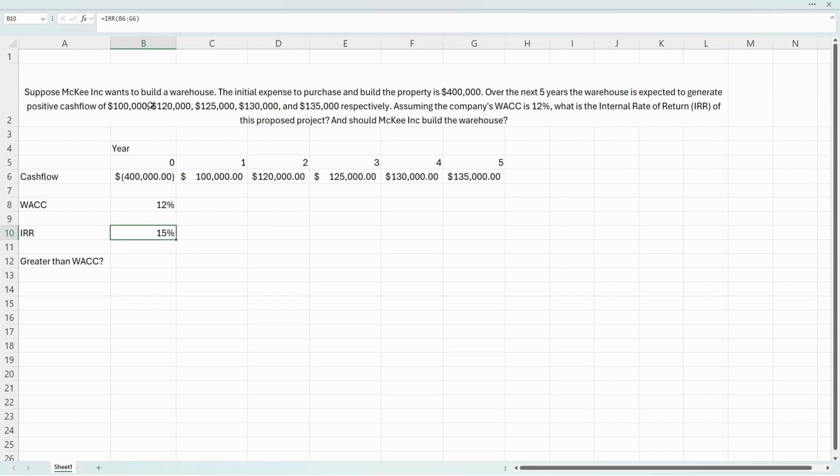Now be careful here, IRR starts with year 0. So make sure you include every single year. You need to include them all. And that's it, that's our answer. 15% is the internal rate of return.